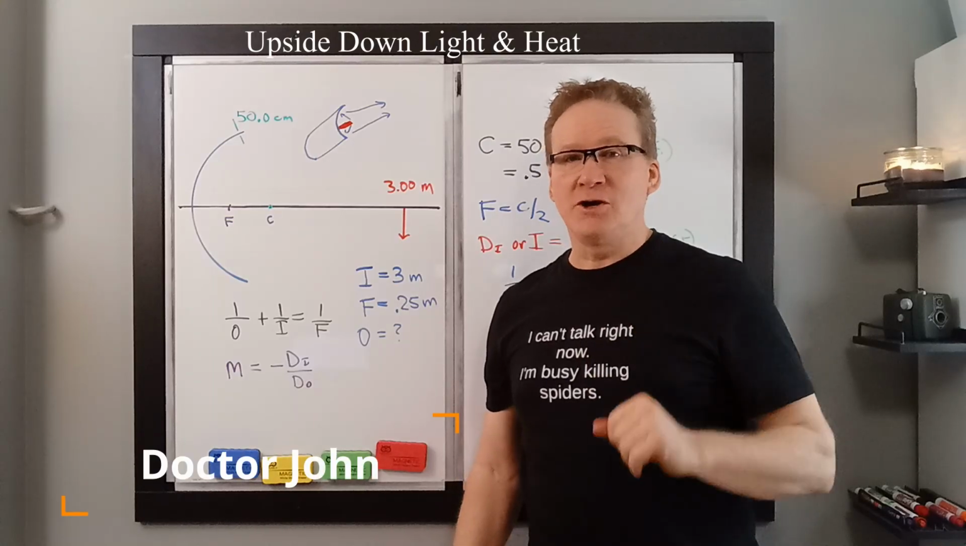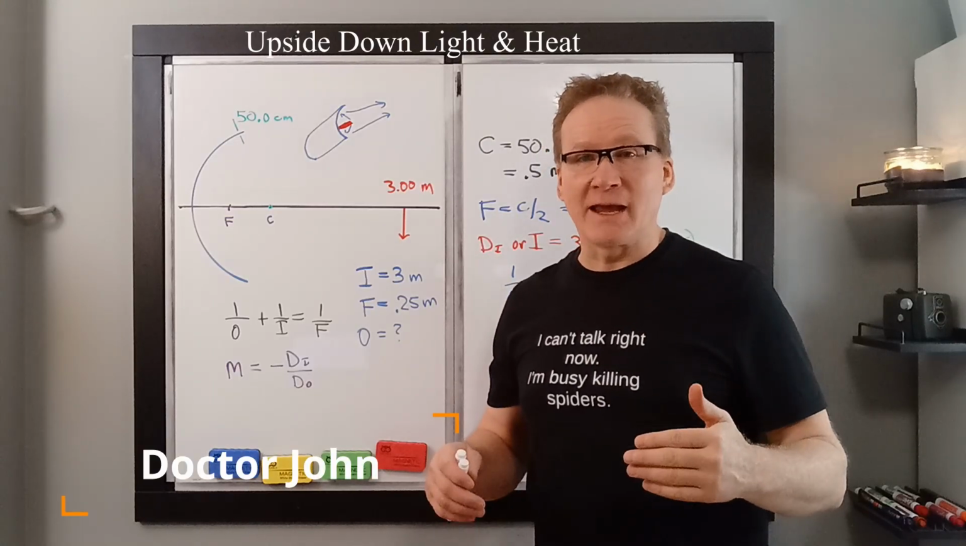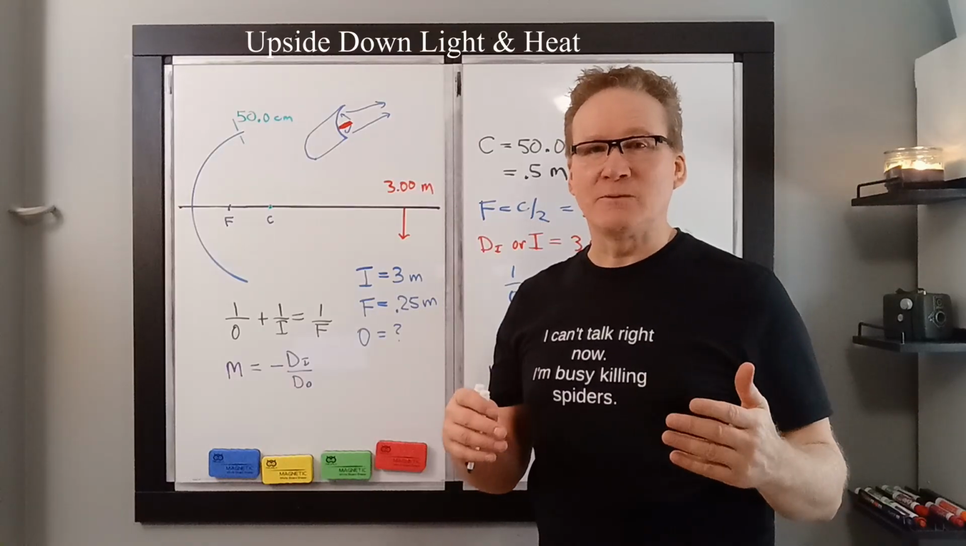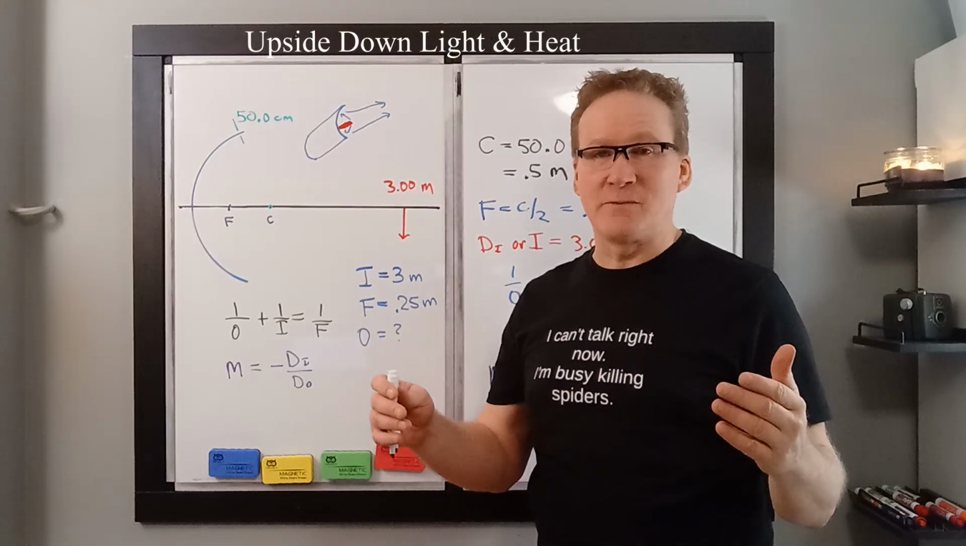Hi there, students. This is Dr. John, your physics and math professor, and today we're going to be looking at heat that comes from an electric radiant heater, and we're going to look at the heat whether it's upside down or right side up and see if it makes any difference.